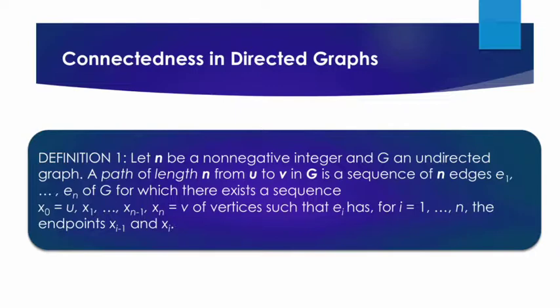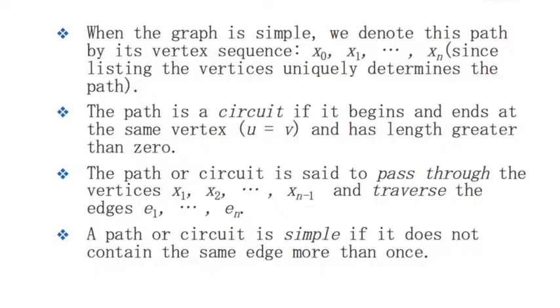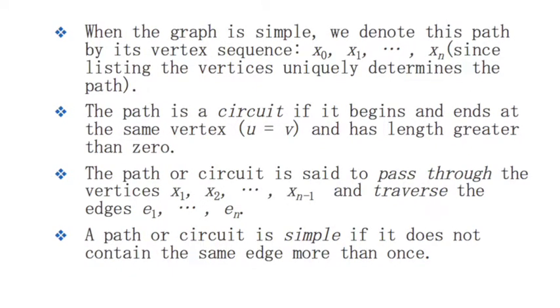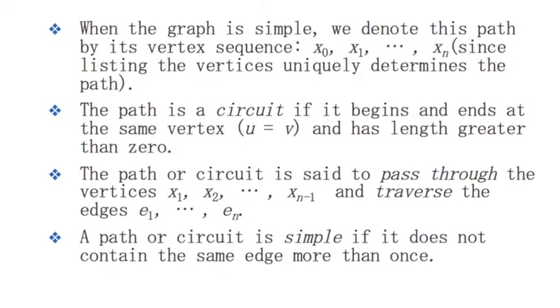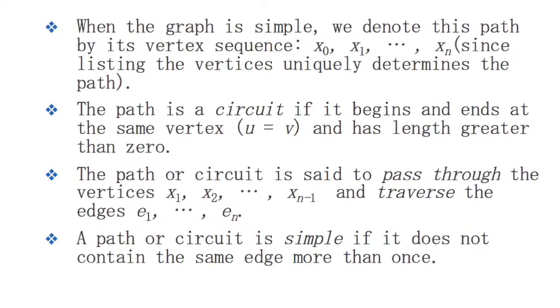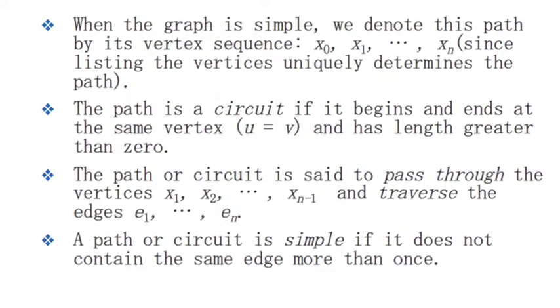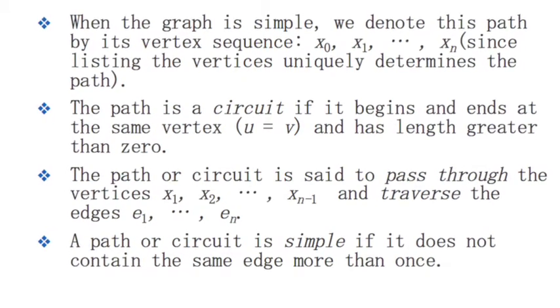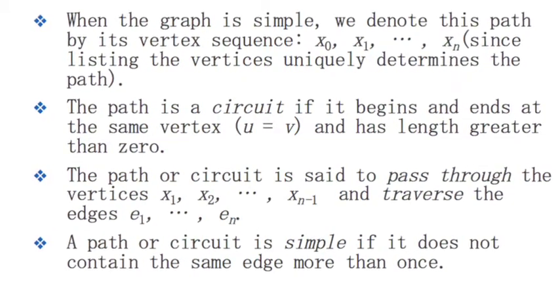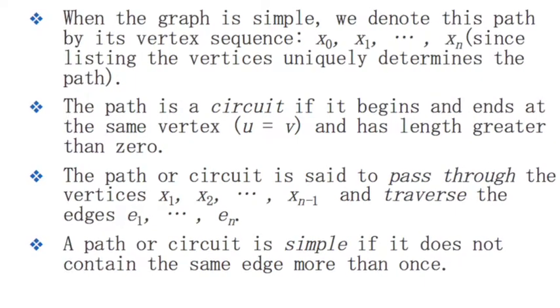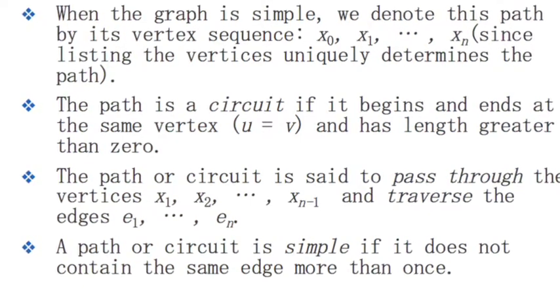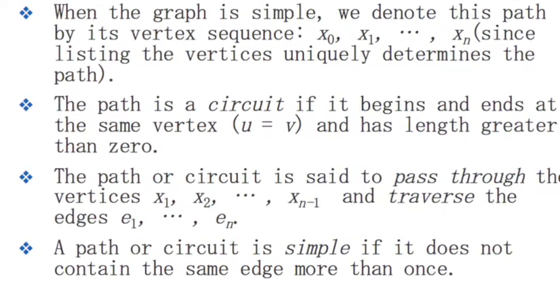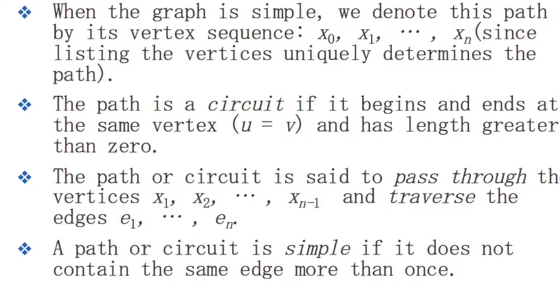Based on this definition, we have the following facts about paths. When the graph is simple, we denote this path by its vertex sequence. The path is a circuit if it begins and ends at the same vertex, let's say u equal v, and has a length greater than 0, so it is not a loop. The path or circuit is said to pass through the vertices x_1, x_2, ..., x_{n-1} and traverse the edges e_1 up to e_n. A path or a circuit is simple if it does not contain the same edge more than once.